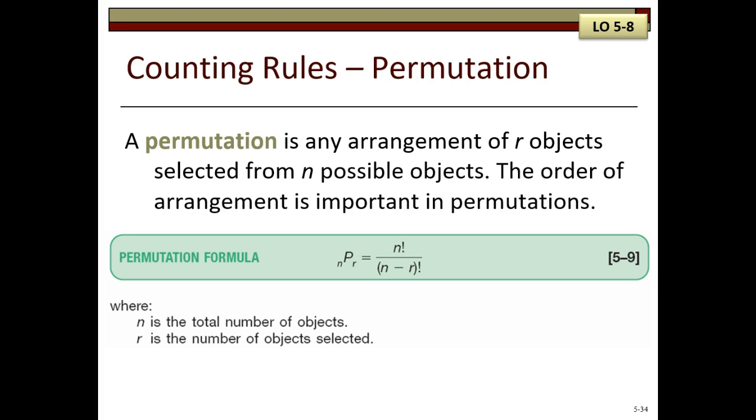In the permutation and combination formula, the exclamation point is read as factorial. For example, if you have 5 exclamation point, we read that as 5 factorial. It's the product of 5 times 4 times 3 times 2 times 1. So on this slide, we show you the formula for permutation problems. We will see how the formula is used and computed in the example on the following slide.